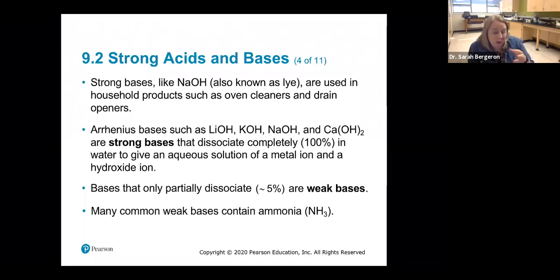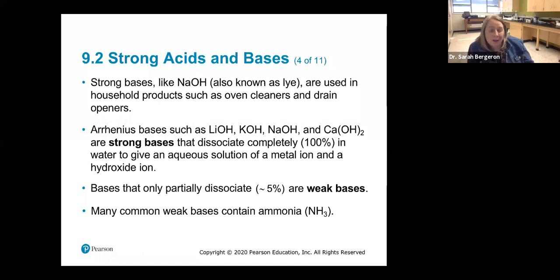Same thing with drain cleaners. You know, the stuff that comes in the bottle and you pour down the drain to loosen a clog, something like that. Do not touch it. Do not get it in your eyes. Be very, very careful because it's a very, very strong base.